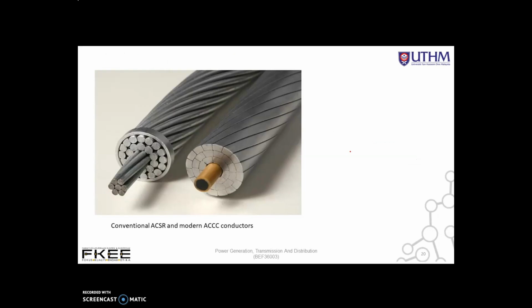This is the figure of the conventional ACSR, which is the aluminium conductor steel reinforced, and modern ACCC conductors. ACCC refers to the aluminium conductor composite core. These are the types of conductors that have been used for the transmission lines.